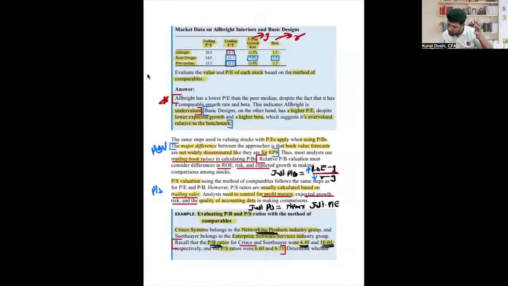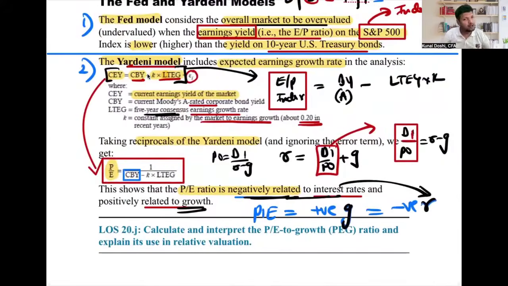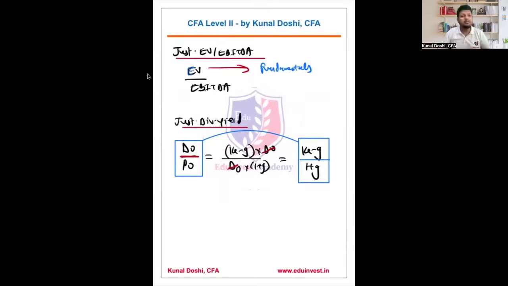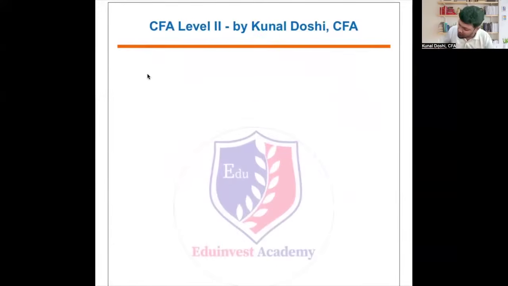Right? Here, they have given two more models, the Fed and the Yardeni models. Now, I will write down the formulas of Fed and Yardeni models, but honestly, from the exam point of view, they are not so important. Fed model and Yardeni model have rarely been tested of late, but I will write both of these models. They are generally the models used to understand whether the market is under or overvalued. So if I want to know whether the market is under or overvalued, we use the Fed model or the Yardeni model.